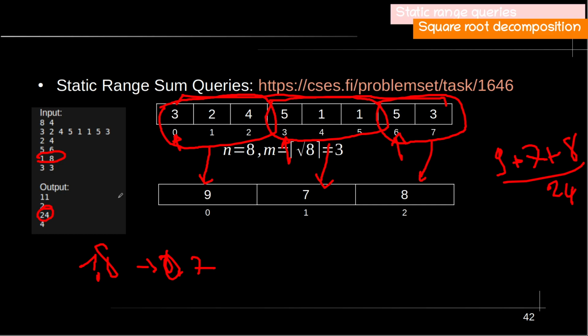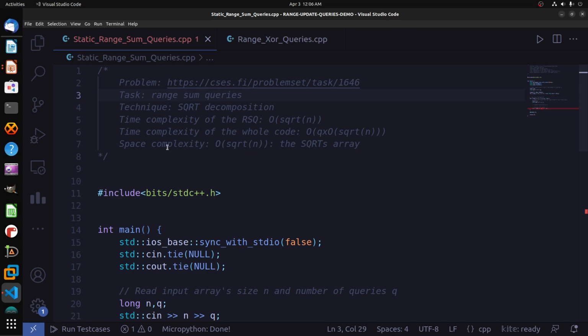This is the main idea of the square root decomposition, as I have explained in the previous video. Let's try to code it. Of course, as I have said, we're going to use the square root decomposition technique. The time complexity of one query is big O square root of n, where n is the size of the original array. The whole code is q times big O square root of n, where q is the number of queries. We need an extra space of big O square root of n.